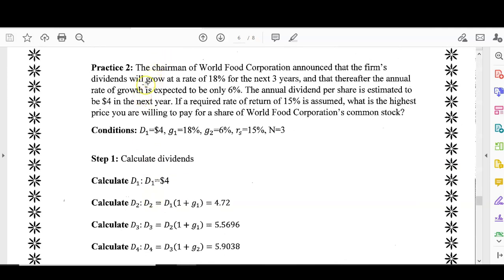Practice 2, we have another firm, and we know dividends are growing at a rate of 18% for the next 3 years. After that, it's going to be a 6% growth rate. So we have G1 equals 18%, G2 as 6%, and N as 3. The annual dividend per share is estimated to be $4 in the next year. So D1 equals 4. Required rate of return RS is 15%. What is the highest price you are willing to pay for a share of the firm's common stock?